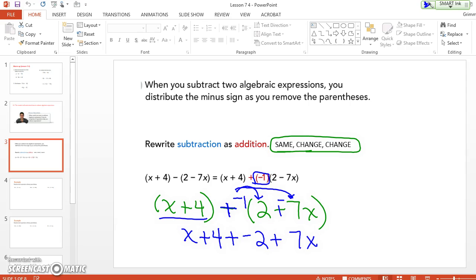Then from this part, now you can combine like terms. So we would take the 7 plus the x, and that would make 8x. And 4 plus -2 would be plus 2. So the only thing I'm adding is you have to watch for that subtraction sign. And again, we're going to do this several more times until it starts to click.